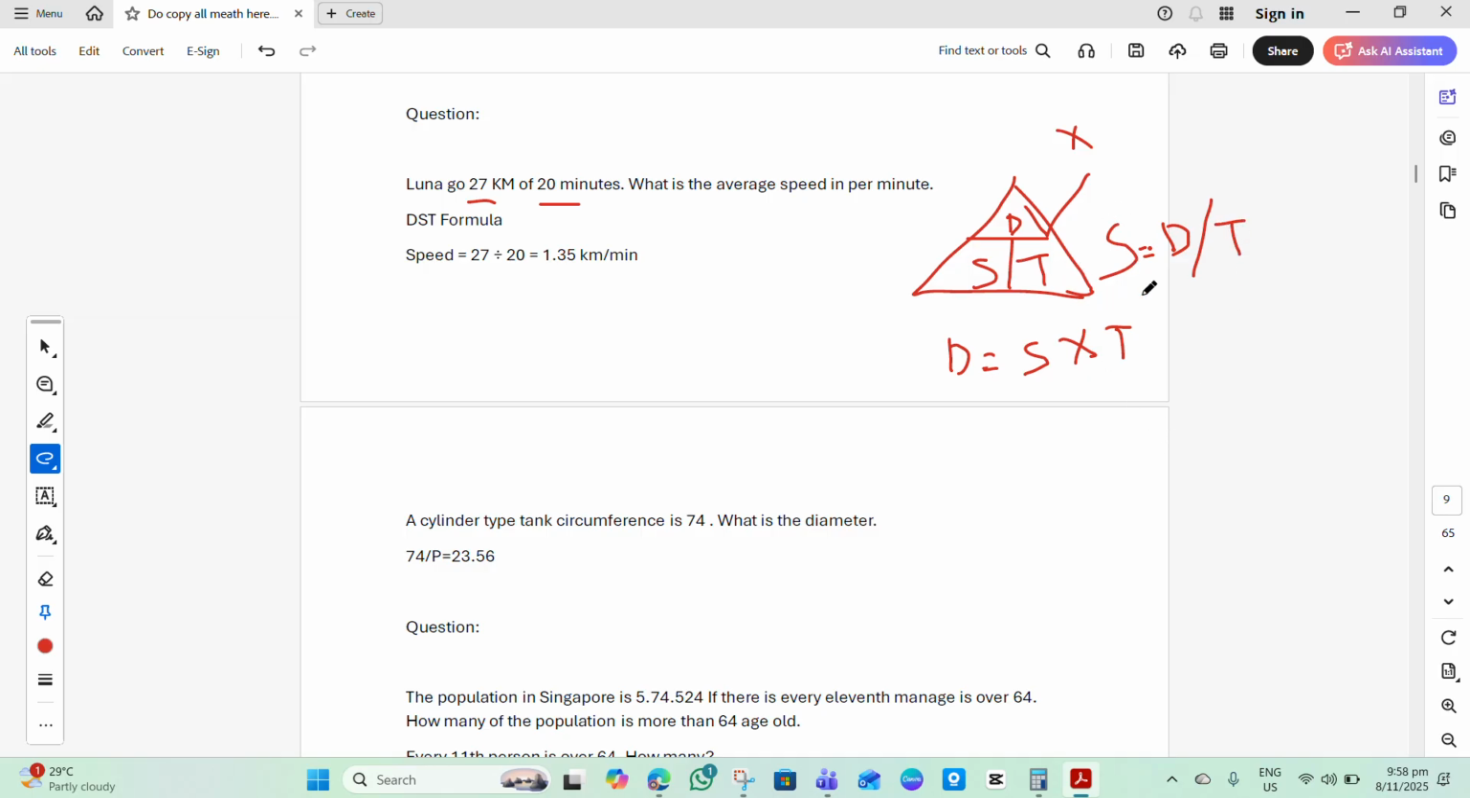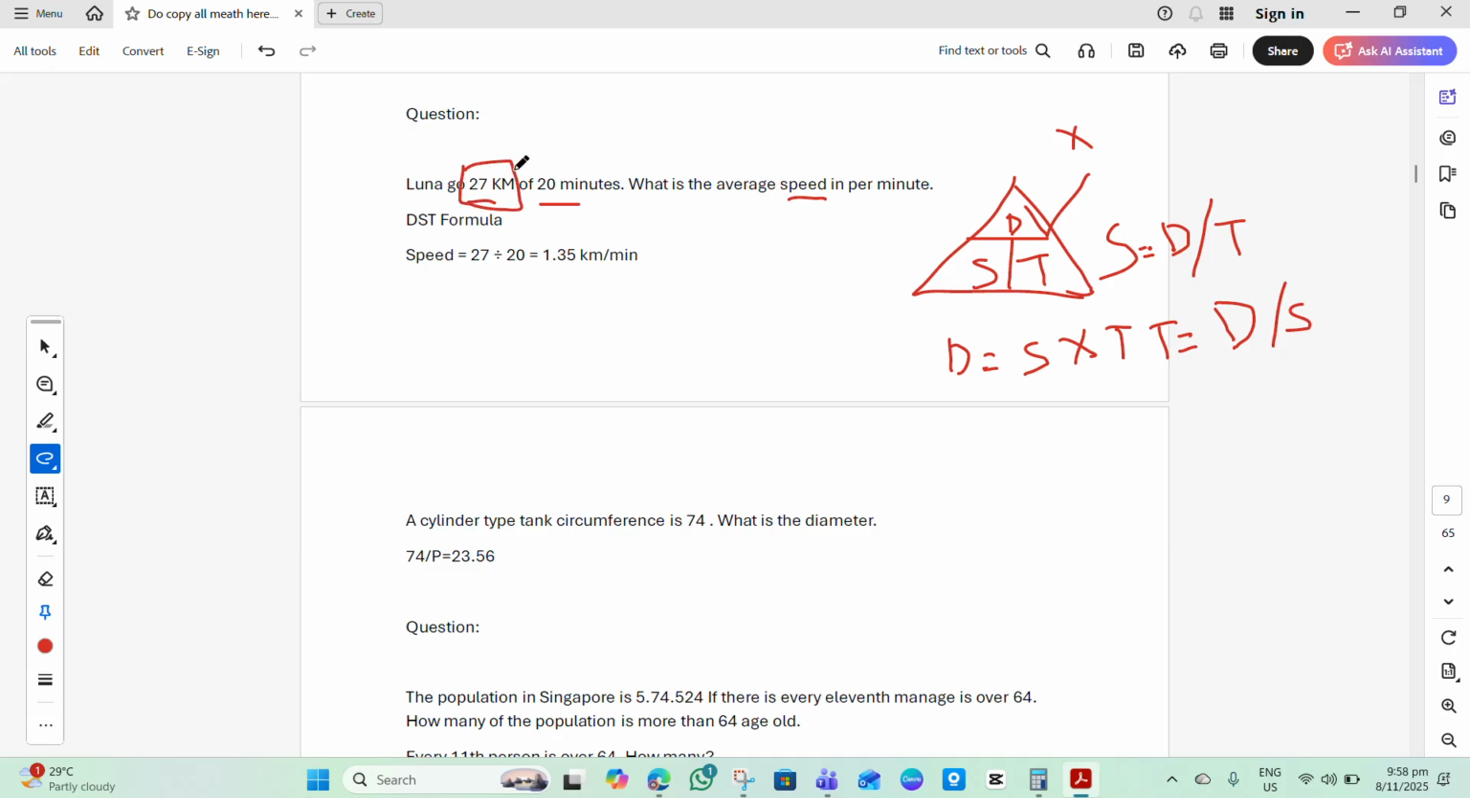When asking for the time, time equals distance divided by speed. This is the formula. The same thing applies when asking for the speed: speed means distance and time divided.